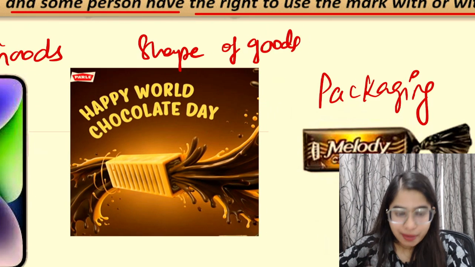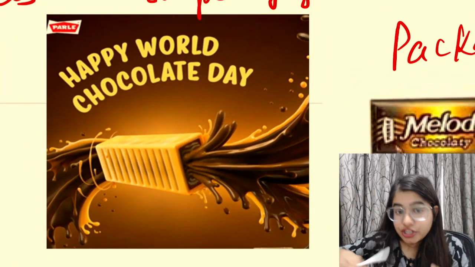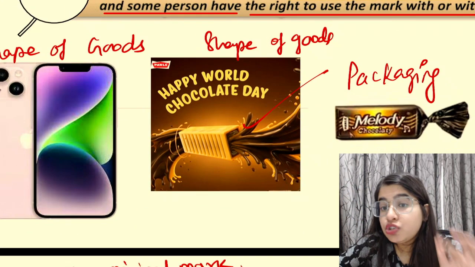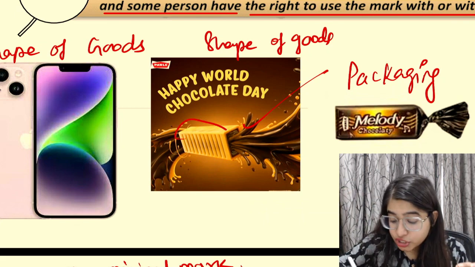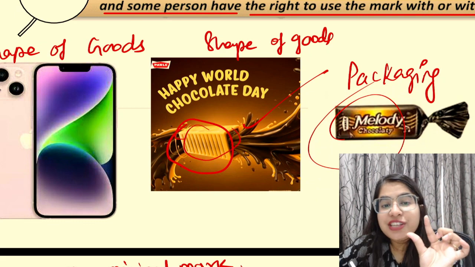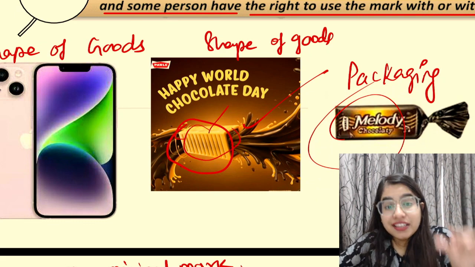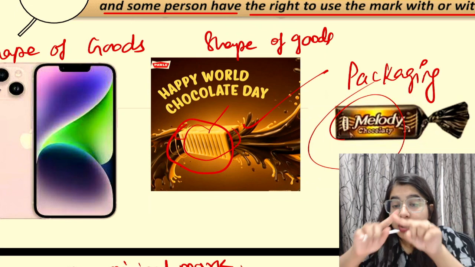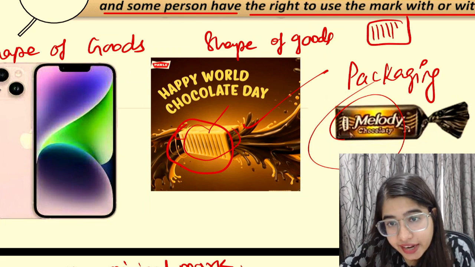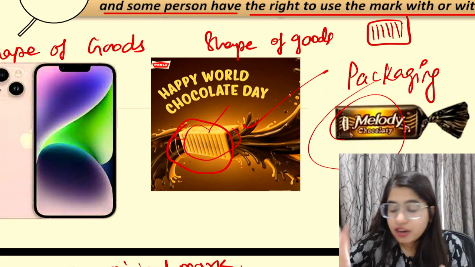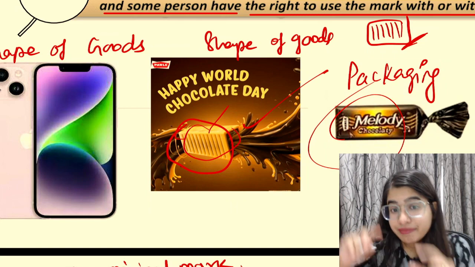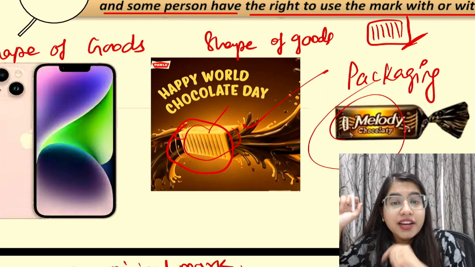Okay, so talking about the shape of the goods, you know this shape of the Melody, this rectangular shape having this line thing. They have got a trademark of the shape, so that no other chocolate can be made with the exact same shape. Even if you have not seen the packaging, even if you see the open chocolate with this shape, you will understand this is Melody. Why? They have taken the trademark of their shape also. They have literally taken a trademark on the shape of their chocolate, that no one else can make exactly the same shape.